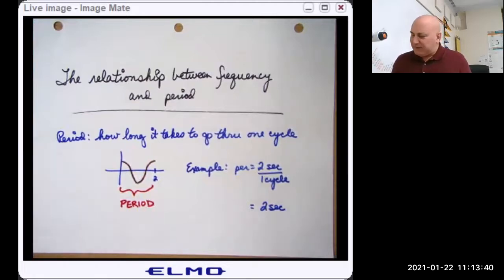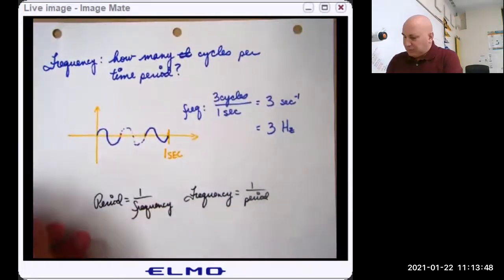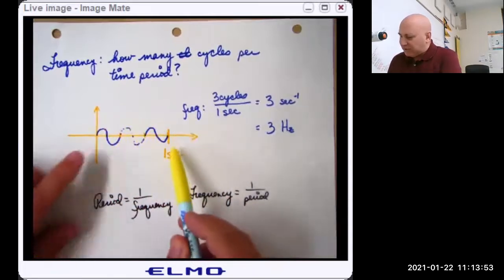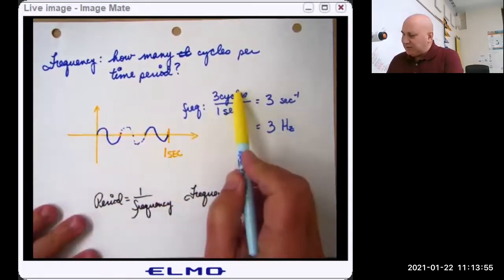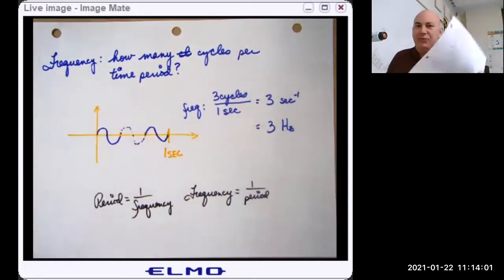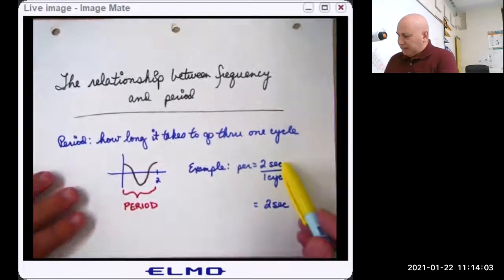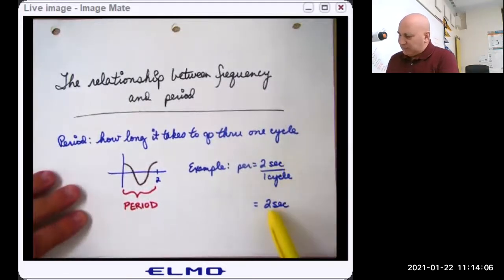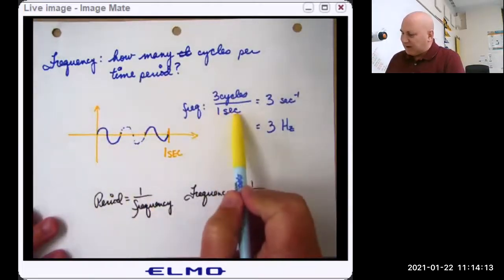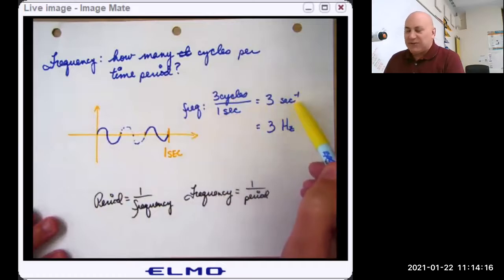Now the frequency is how many cycles per time period. So if I have this sine curve, this sine curve, this sine curve, and that's all in 1 second, then I've done 3 cycles in 1 second. Cycles don't have units. You'll notice over here, 2 seconds per cycle, that's just 2 seconds is the period. Cycles don't have units. Here I have 3 cycles per second, so that's like 3 inverse seconds.